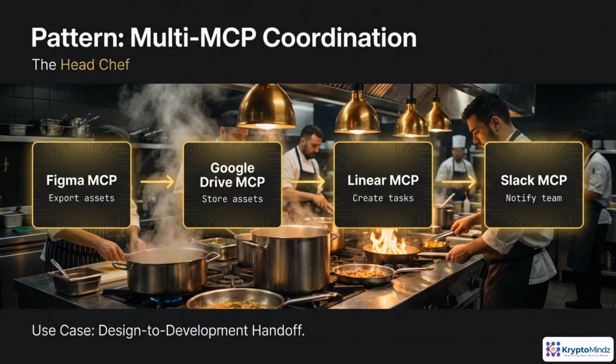You can also orchestrate work across tools, like running a busy kitchen. Each MCP is a specialist station, and your skill is the head chef calling the shots. A designer finishes a Figma file, and the skill knows to export assets. Next, it hands those off to cloud storage so everything's organized and linkable. Then it creates implementation tasks in Linear, attaching the right assets. Finally, it posts a clean summary in Slack, so the team can start building immediately. No manual glue work needed.